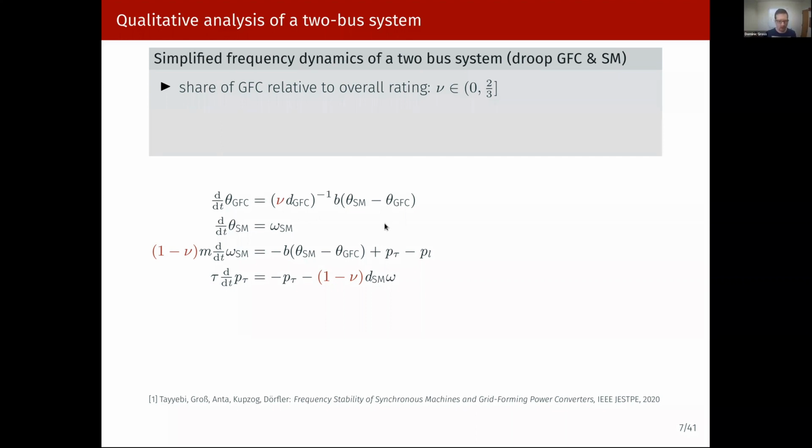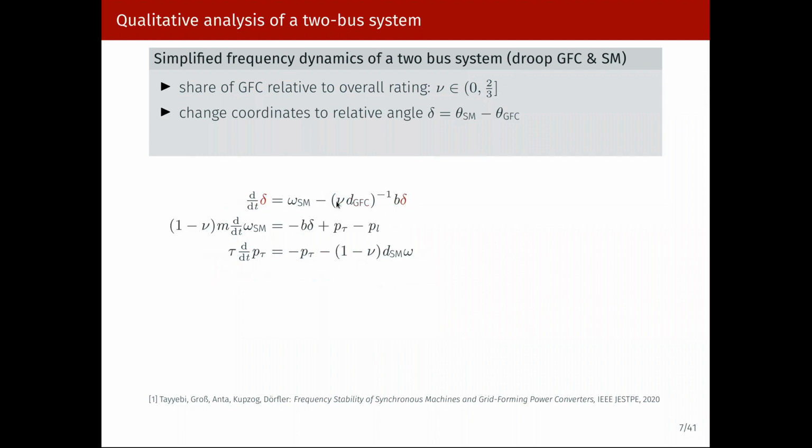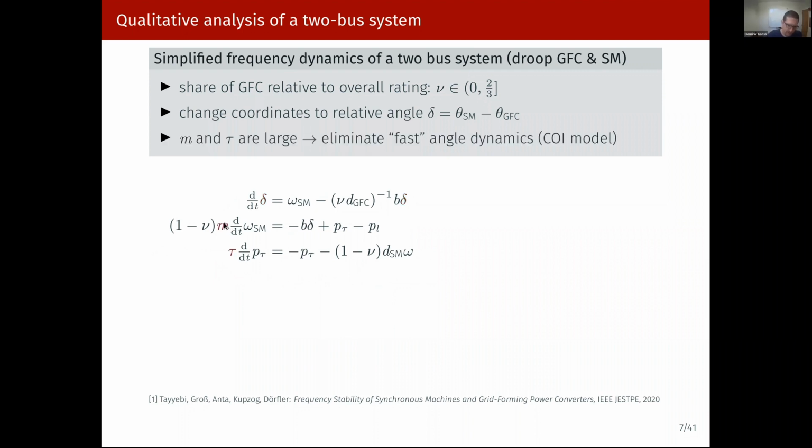And we can now go through a few model reduction steps. So we can first recognize that we can get rid of these two angles here by only looking at the angle difference in the system. Gives us something like this. And you see here the angle difference being driven by the response of the grid forming converter and the machine frequency. So modifying this a bit more, you can see that this inertia constant here and time constant of the turbine of the machine is relatively large compared to the speed of the angle dynamics here.